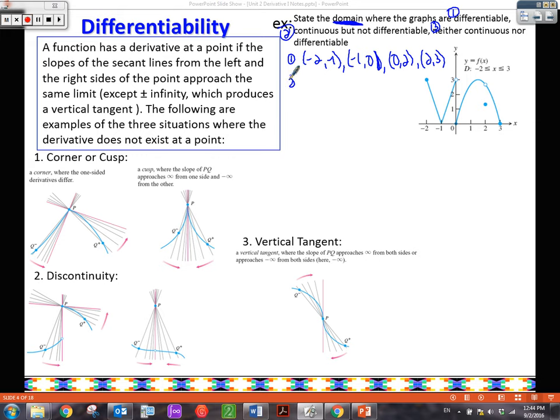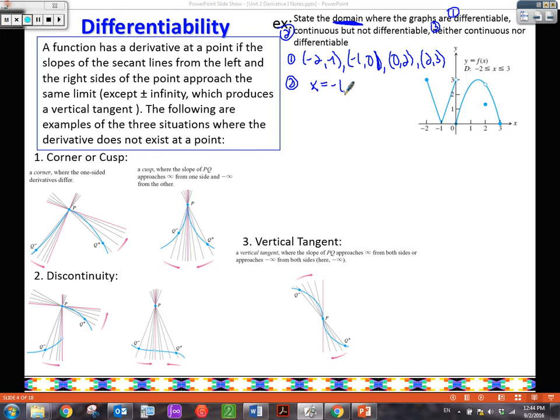Number 2, continuous but not differentiable. It looks like just right here at -1, right? That's a corner. It's continuous. So at x equals -1, that's a problem. It's continuous but not differentiable.